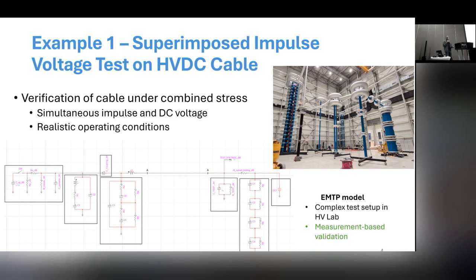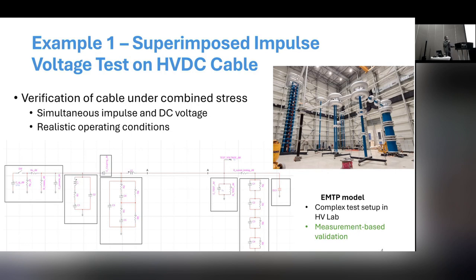So after type tests and pre-qualification tests on HVDC cable, normally a heat cycle voltage test and a bending test are performed. After these tests, to prove that the insulation system of the HVDC cable is in okay condition, superimposed impulse voltage testing is usually performed. How is it done? Here you can see the test circuit inside the high voltage laboratory and a simplified model of the circuit in EMTP.